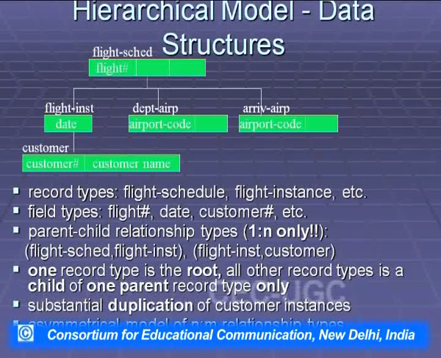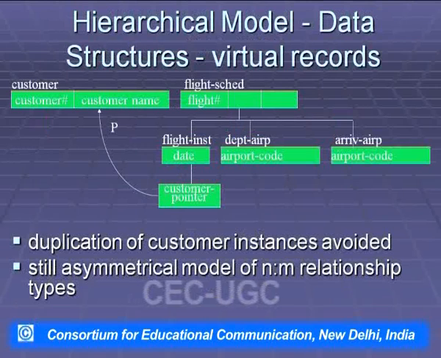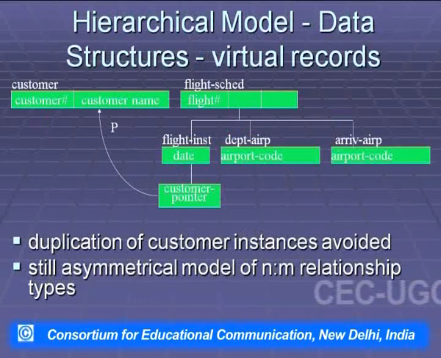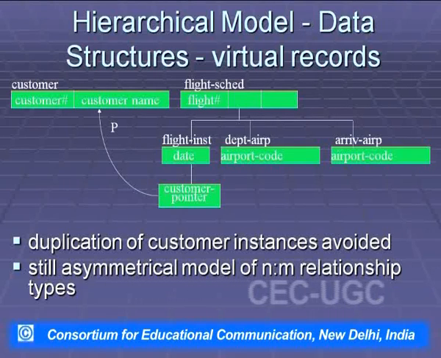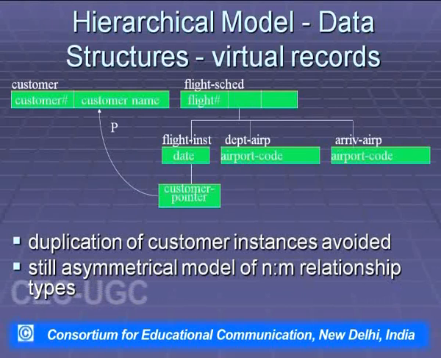Substantial duplication of customer instances. An asymmetrical model of N:M relationship type. And then you can see the hierarchical model data structure, virtual records. Now see the customer name, flight schedule, the flight instance and departure; this customer pointer is connected to your customer name. Duplication of customer instances avoided. Still an asymmetrical model of N:M relationship type.